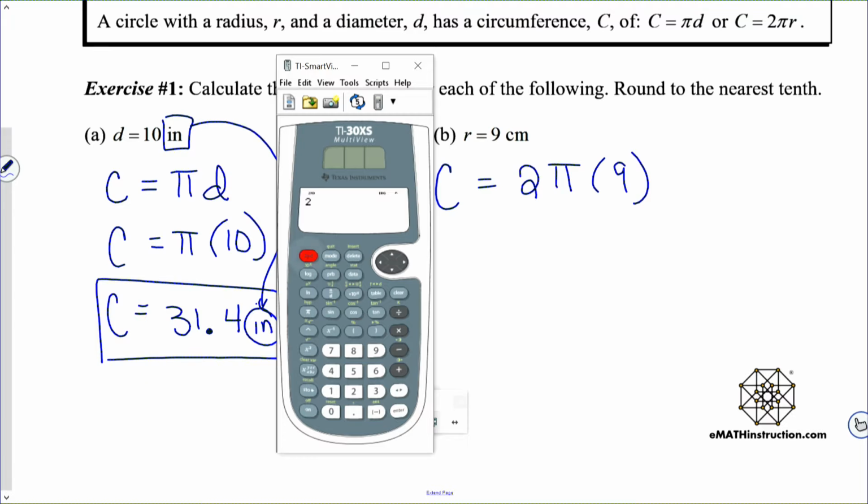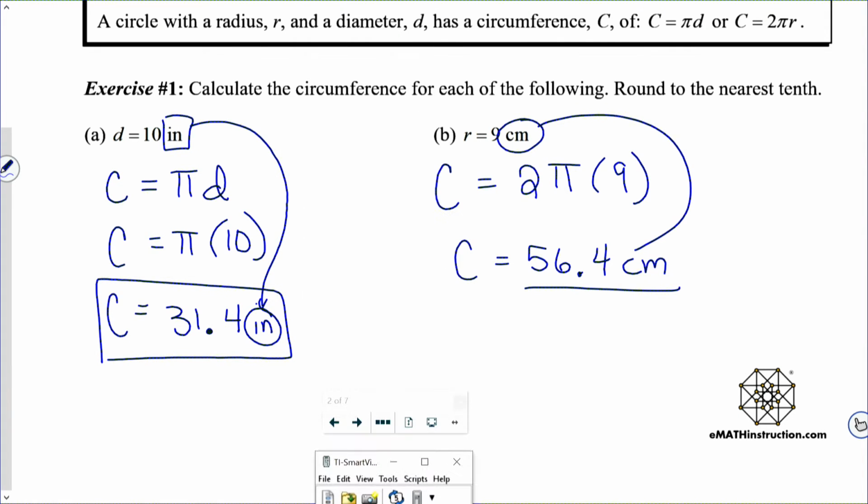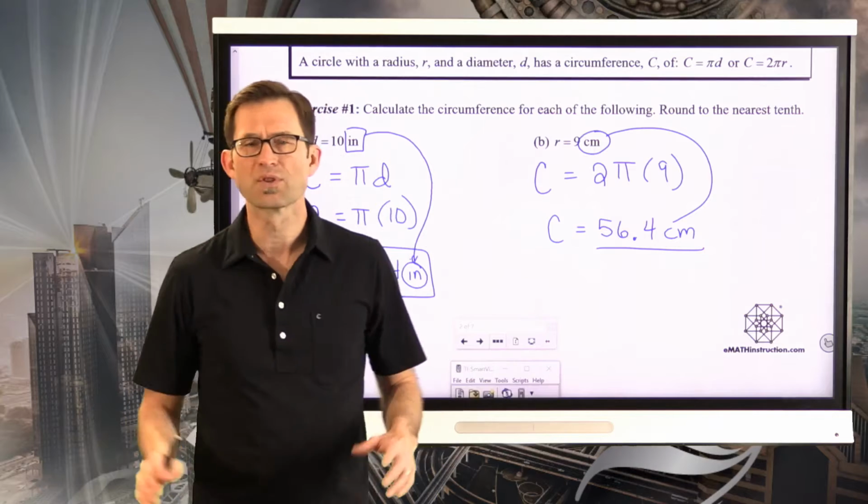2, whoop, I don't need the second button, Kirk. It's not going to let me. There we go. 2 times pi. We could use the 9 just in parentheses. And the circumference is going to be 56.4 centimeters. All right. The circumference formula is exceptionally easy, right?